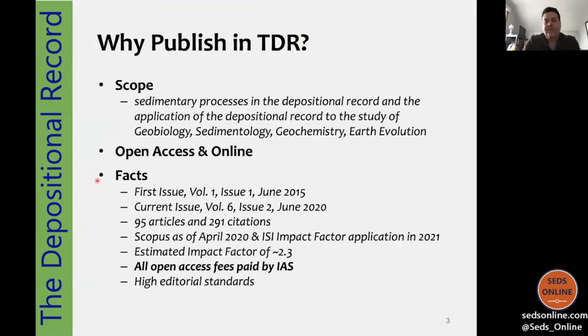And I mentioned it's a relatively new journal. Its first issue was in June 2015. There's over 95 articles now with 291 citations. They'll be applying for an ISI impact factor next year. And when that happens, the estimated impact factor will be about 2.3. And they also have, like Sedimentology, high editorial standards. So just two journals to consider putting your work into as you move forward in your careers.